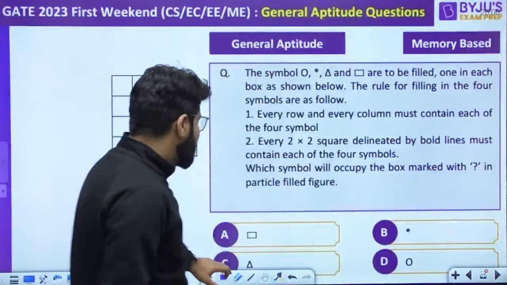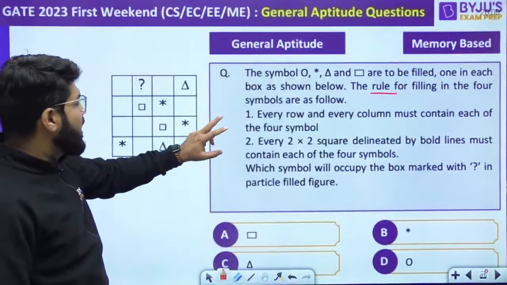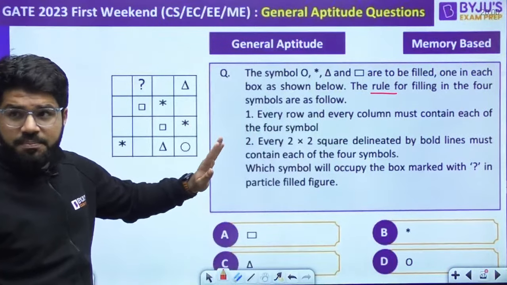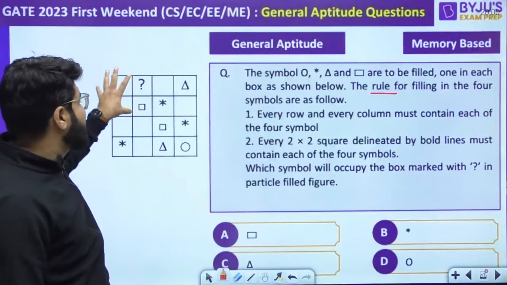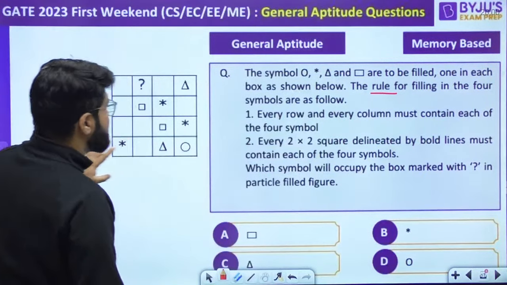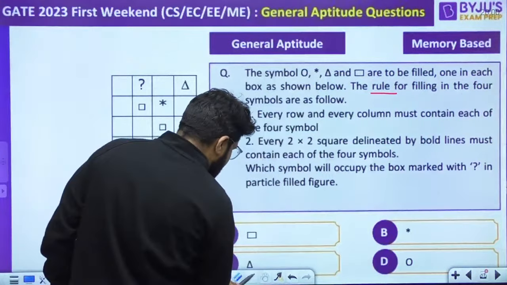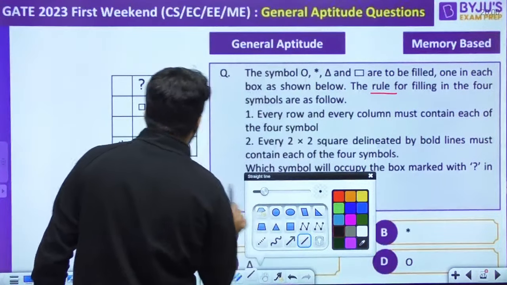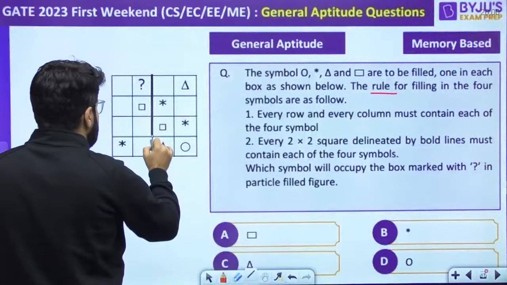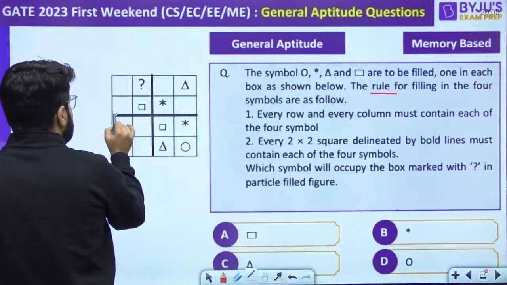What is the rule, sir? The rule for filling is as follows. Every row and every column must contain each of the 4 symbols, and every 2 cross 2 square delineated by bold lines. Achha, here I think the bold lines did not come out clearly. I'll highlight those bold lines. Okay, I remember the question. I'll highlight this bold line exactly. These are the bold lines.